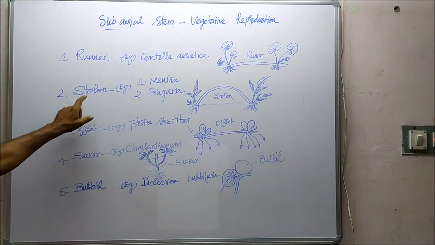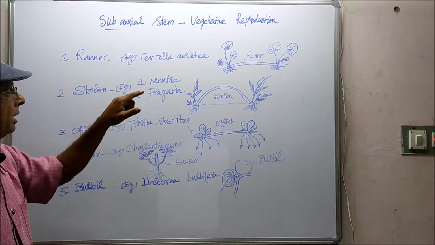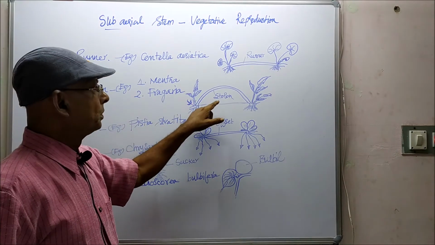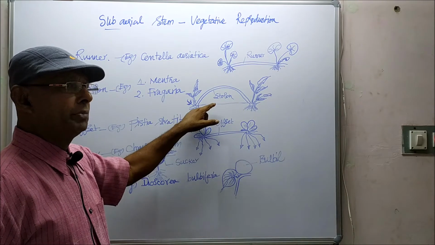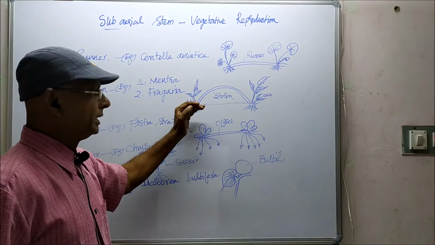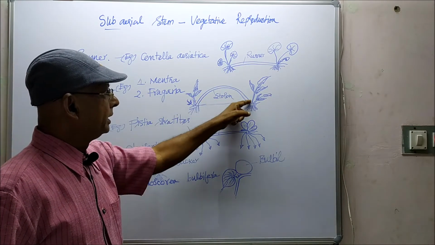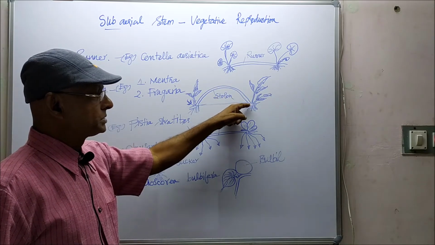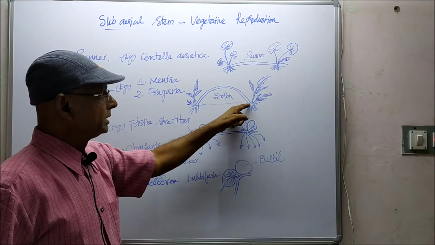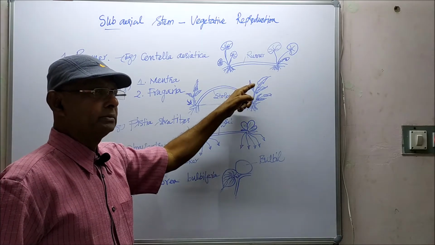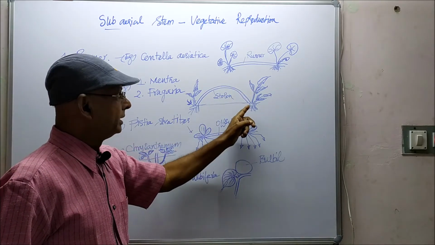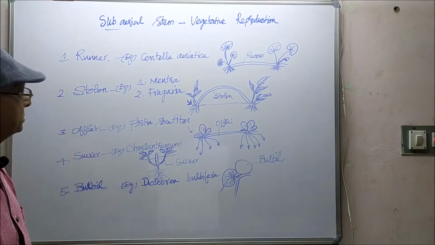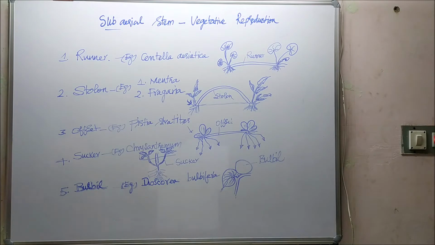The second one is stolon. In mentha and fragaria, stolon is produced. Stolon is a lateral branch produced from the axil of the leaf that will grow obliquely above the soil, and when it touches the ground, it produces a new young plant. Like that, this arching branch is called stolon. That is meant for vegetative reproduction.